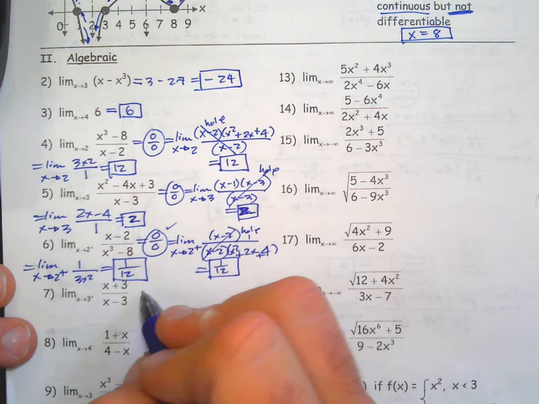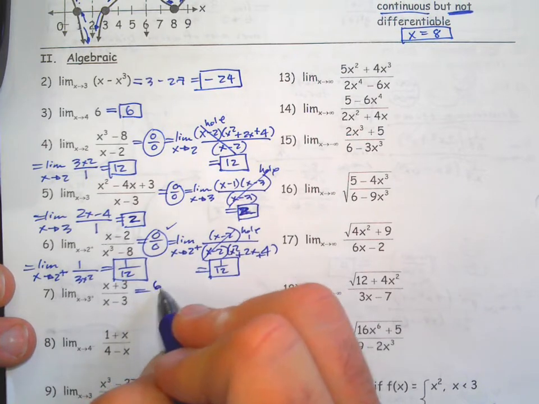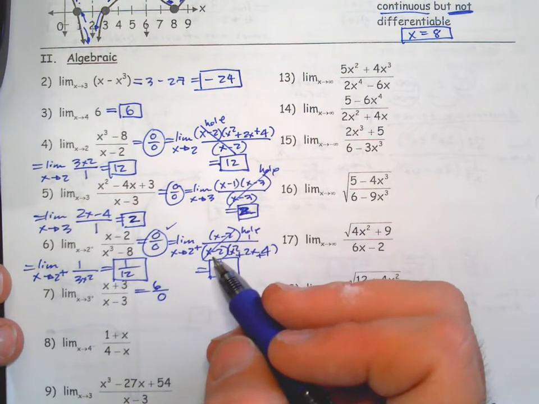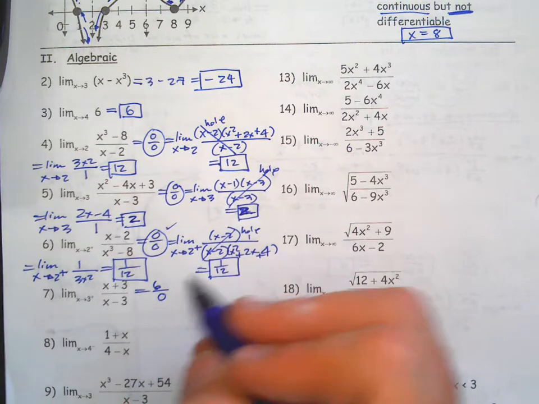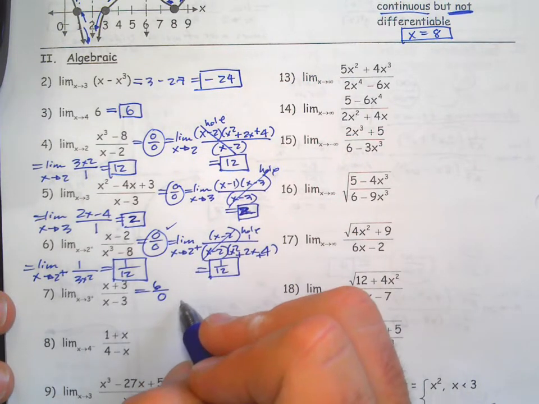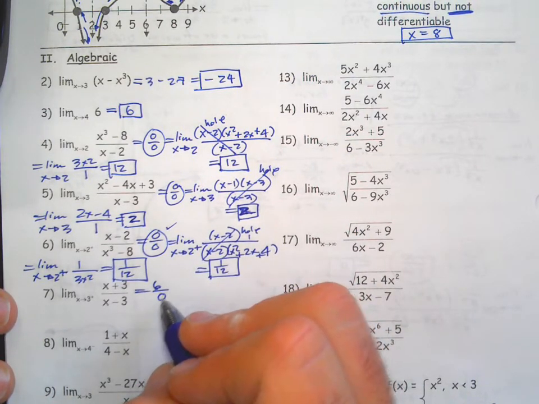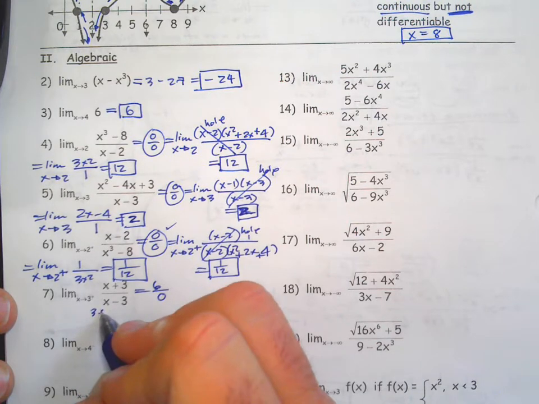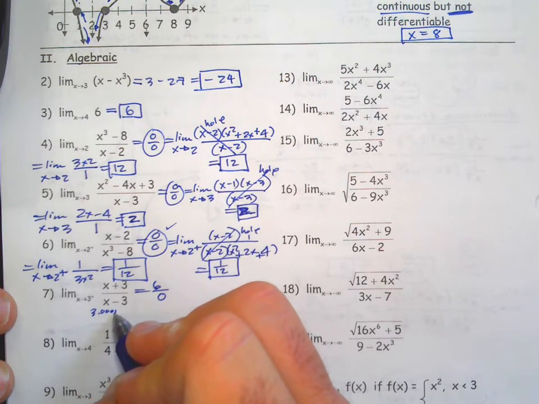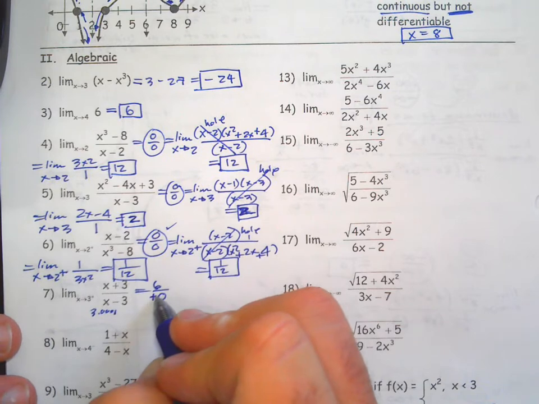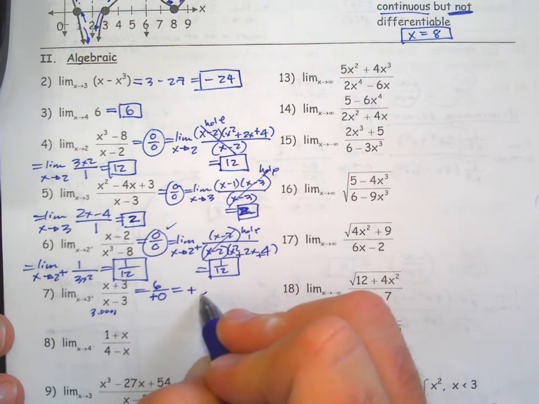Next one, approaching 3 from the right side, it's going to be 6 over 0. Now remember, in this case, you can't do L'Hopital's rule, but it's 0, but is it positive 0 or negative 0? It's not really 0, it's something tiny. So 3 plus is from the right side of 3, so a little bigger than 3. Minus 3 is a positive difference. So that's going to go to positive infinity.